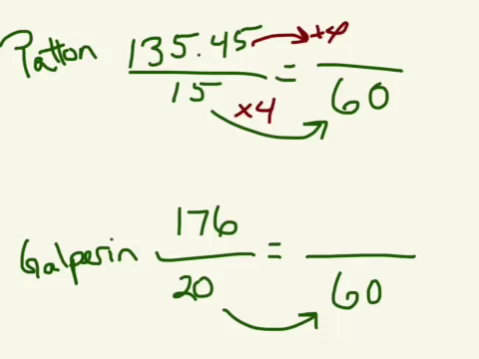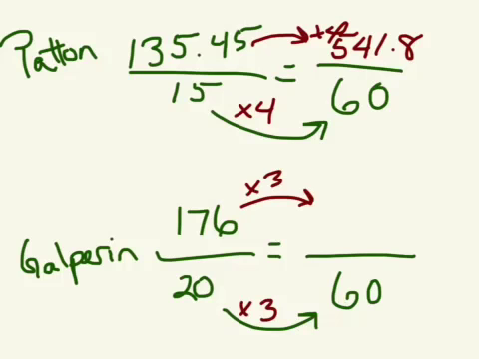So over here, that becomes my new numerator. So I put my new numerator here, 541 and 8 tenths over 60. Now down here, I need to think 20 to get to 60. What can I multiply 20 by to make 60? In this case, I know I'm going to multiply by 3, because 20, 40, 60 gives me 60. I can do the same thing up here. I'm going to take 176, and I'm going to multiply it by 3.